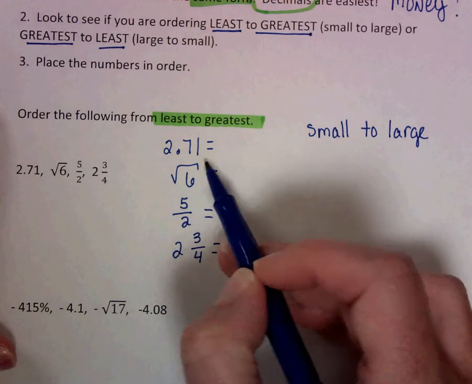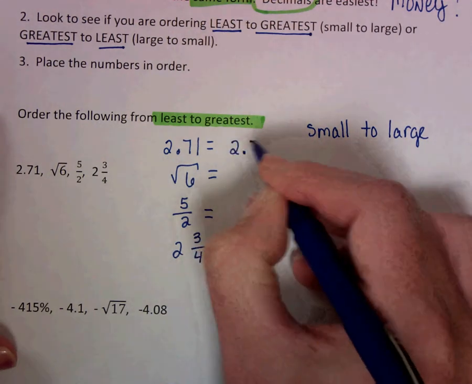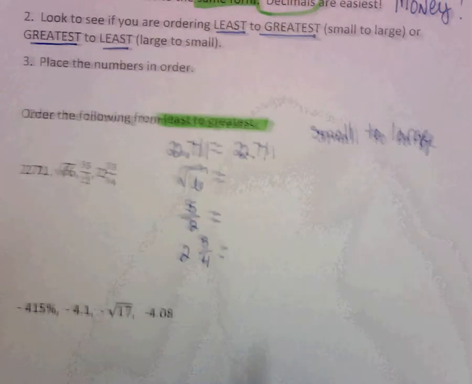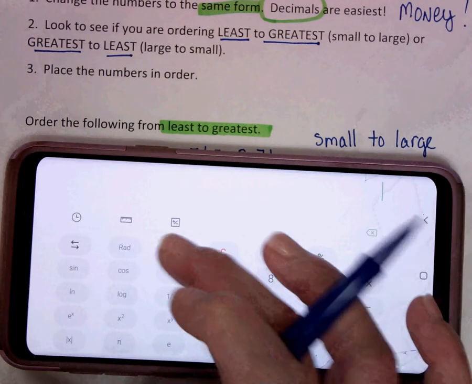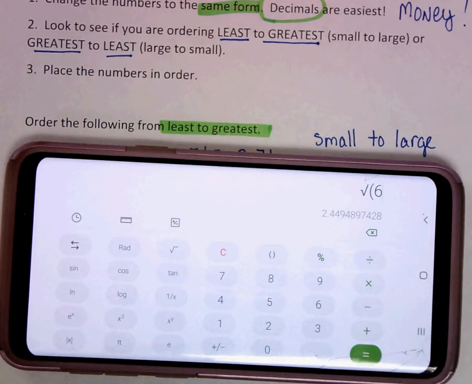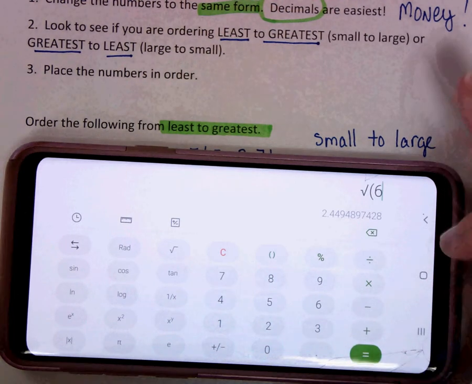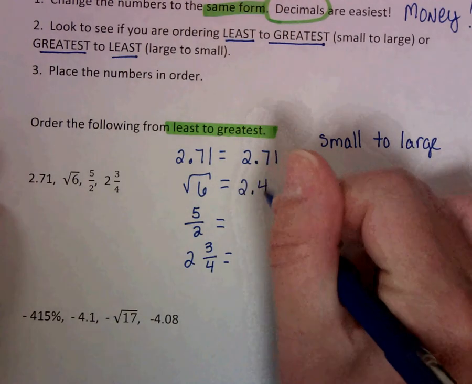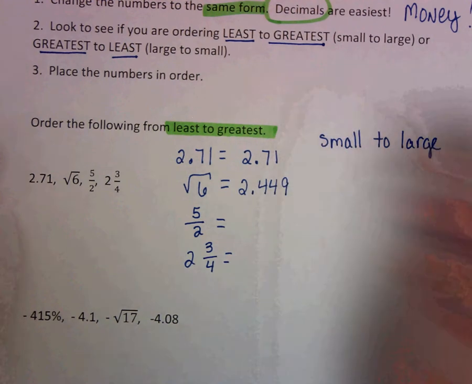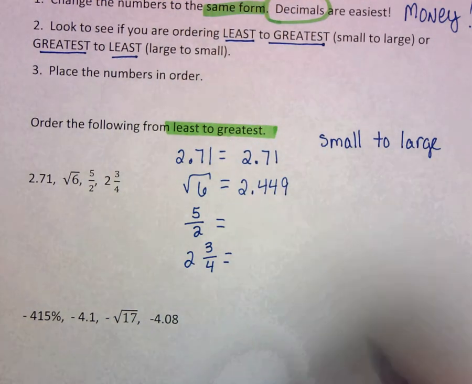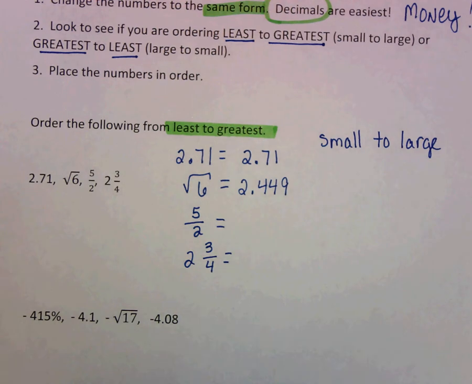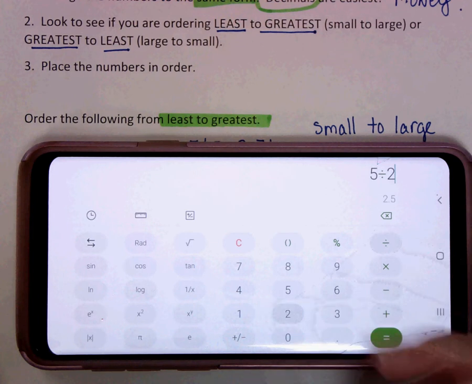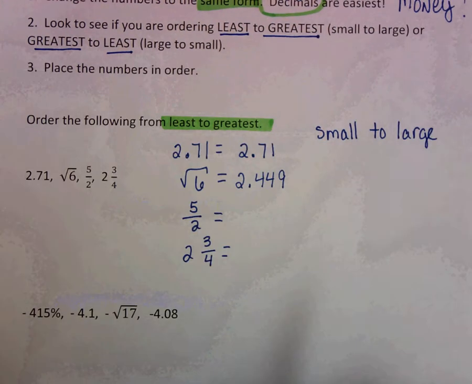Okay, 2.71, that is already a decimal. I'm going to go ahead and rewrite it though, so I have all my numbers together. The square root of 6. I'm just using my phone calculator, and that comes out to a long decimal. It is 2.449, and it keeps going, but that's probably enough digits. I've got 5 over 2. Remember, that's just 5 divided by 2, and you get 2.5.